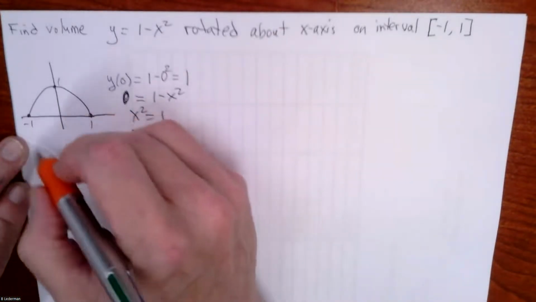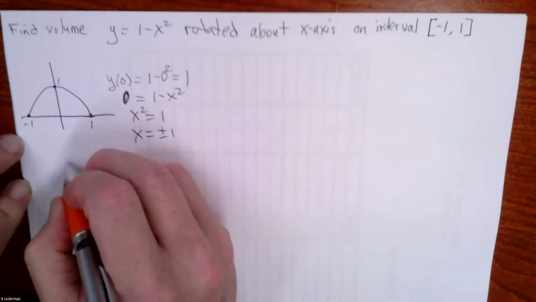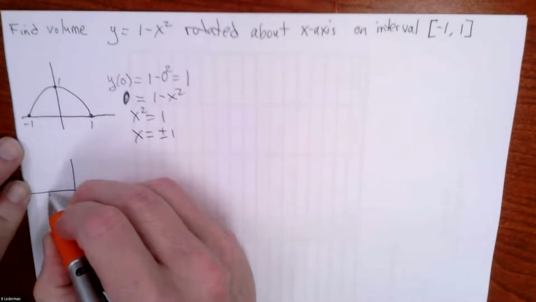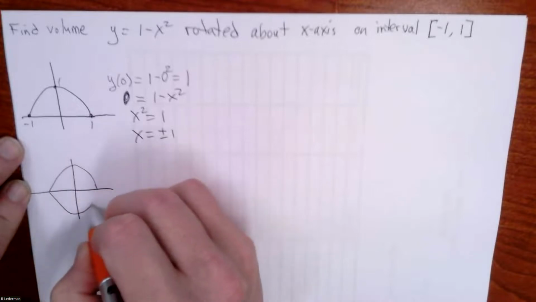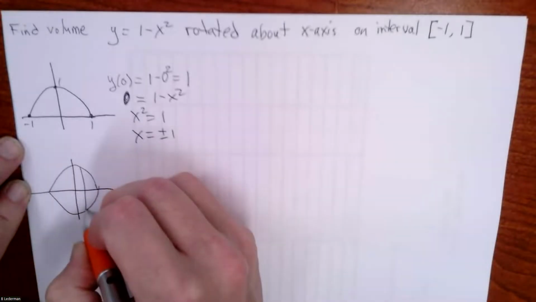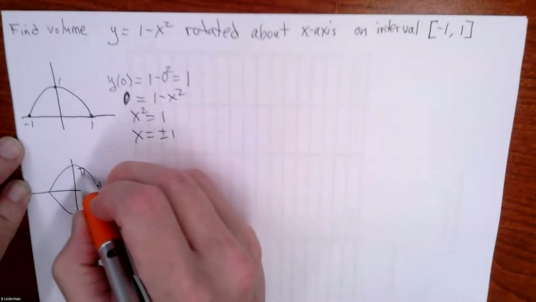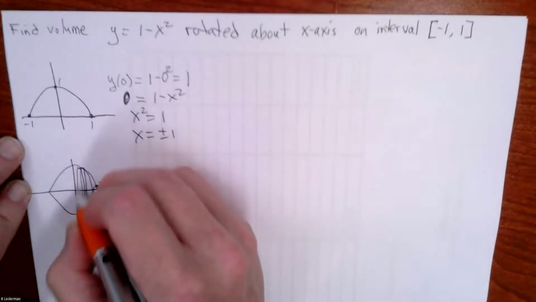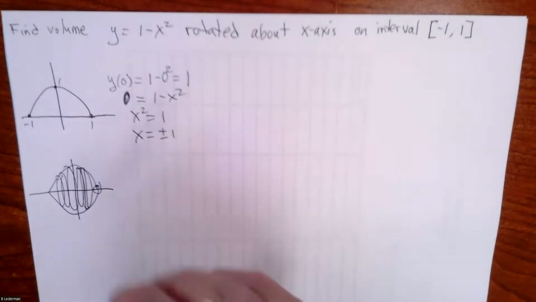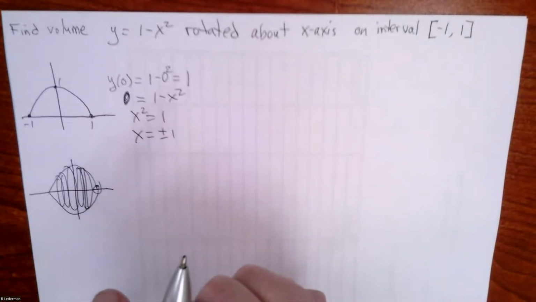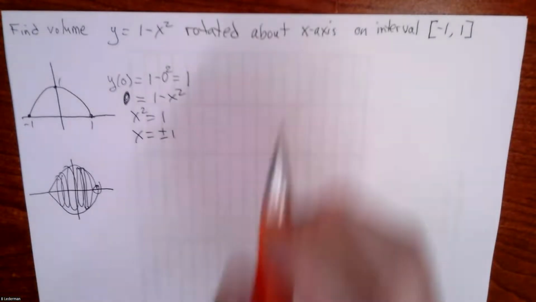Anyway, I'm going to rotate this around the x-axis, and as you know, my drawings are pretty pathetic, but it's going to wind up looking like this. So I'm going to have all these little discs here. It's going to look a little bit like a ball or an egg or something. Again, I'm not good at drawing, but that's what we got. Anyways, so much for my drawings. Let's go to the formula.